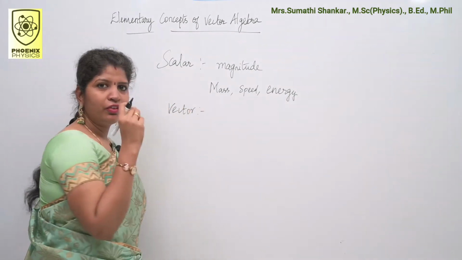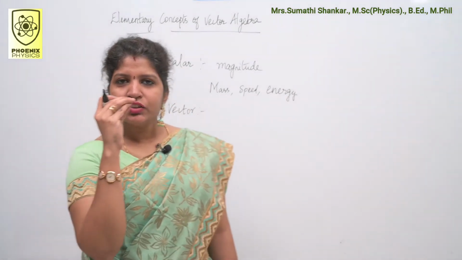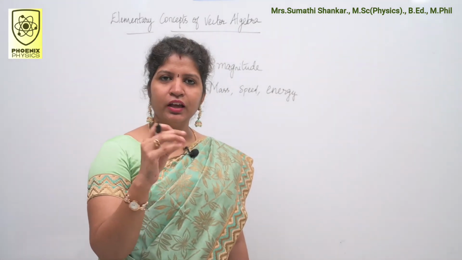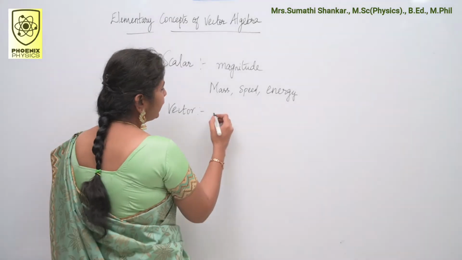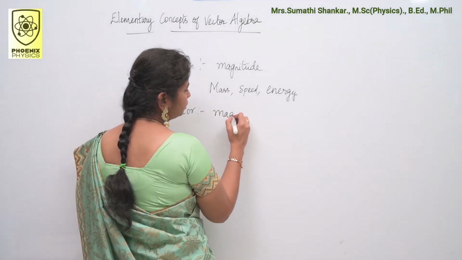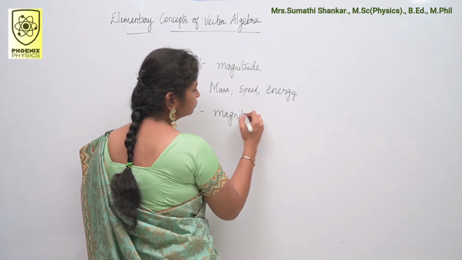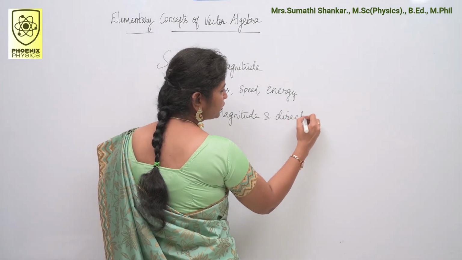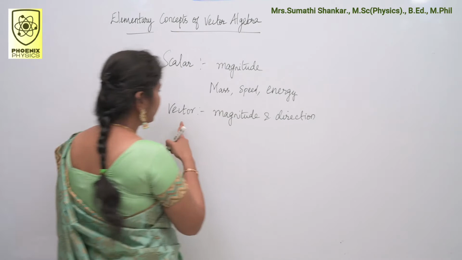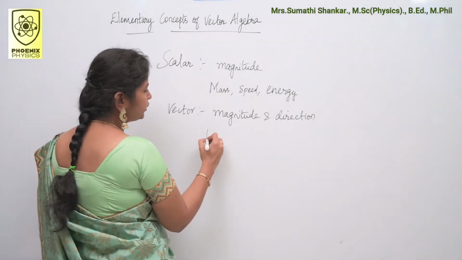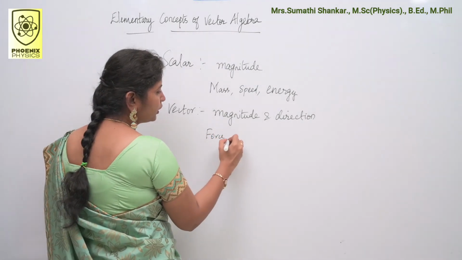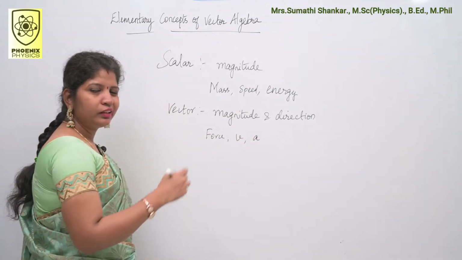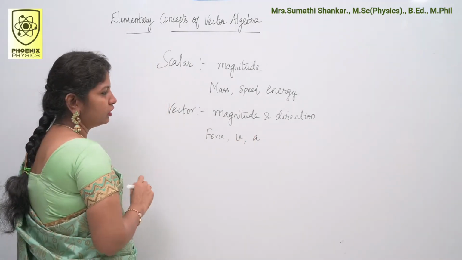What is a vector quantity? It is defined as a physical quantity that has magnitude as well as direction. Examples of vector quantities are force, velocity, acceleration, linear momentum, etc.